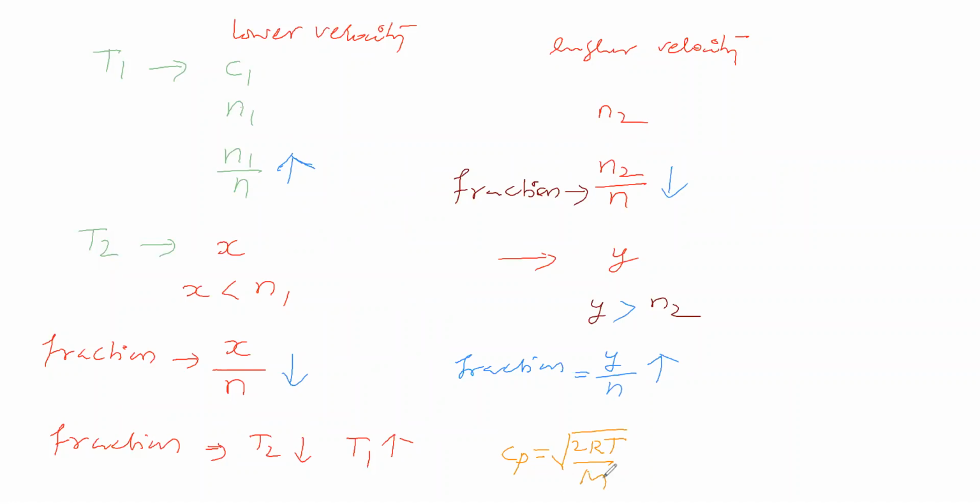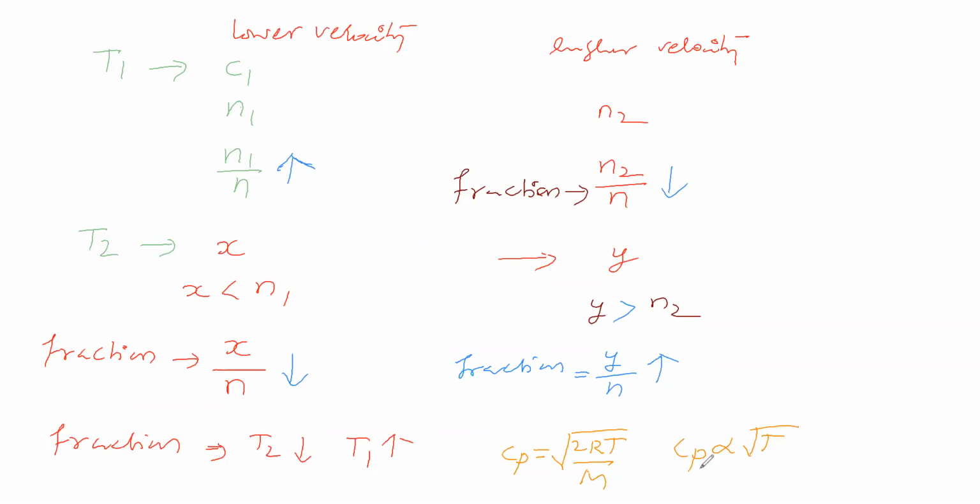Okay. Now, if the gas remains constant, we are changing the temperature only, from T1 to T2. We are not changing the gas, so the molecular mass of the gas is the same and R is constant. Therefore, we can say Cp is directly proportional to the square root of temperature. So if you change the temperature, Cp changes.